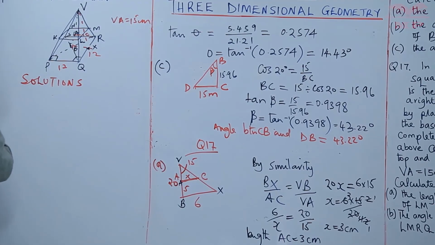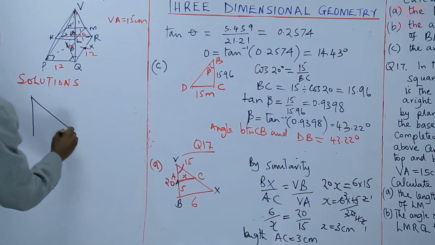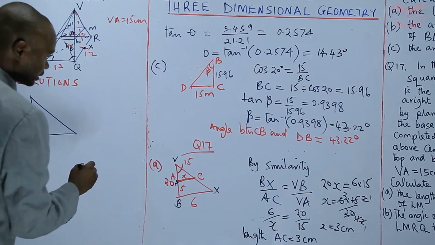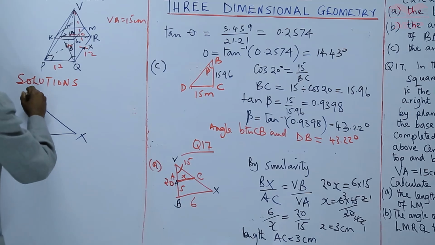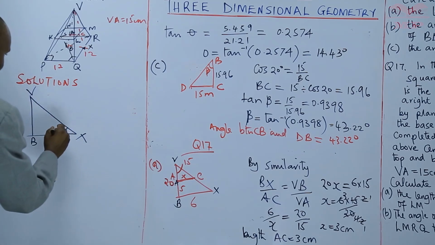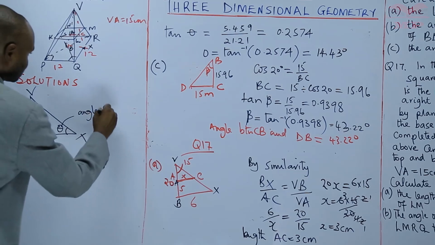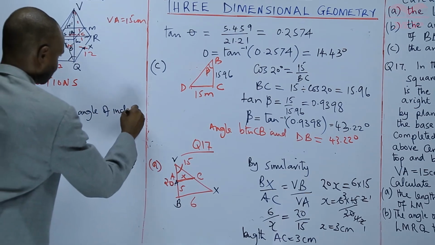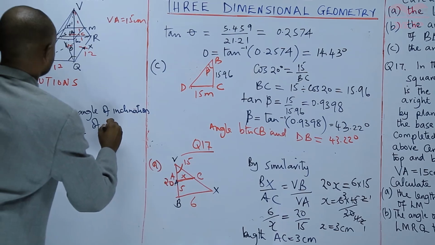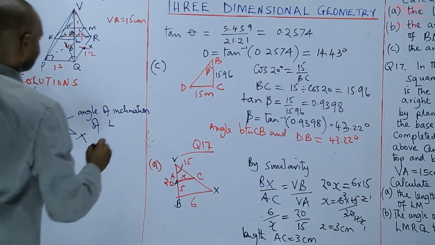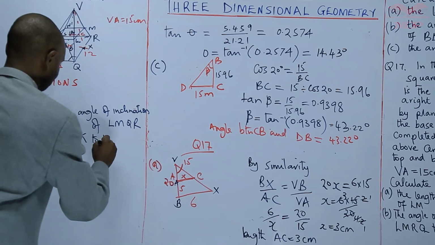So you come to B, extract the same triangle, BX and V. They are asking for theta. This will be the angle of inclination of LMQR to the horizontal.